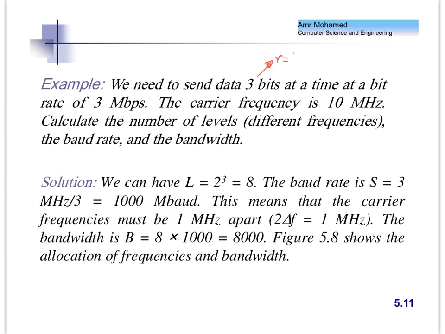R is 3, the number of data elements divided by the number of signal elements. So we need to represent 3 bits at a time using different levels, and the carrier frequency is 10 megahertz. Calculate the number of levels. What's the number of levels?